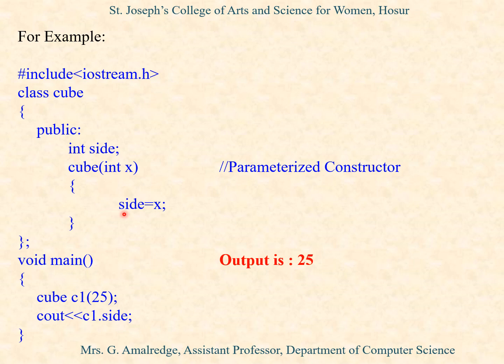Inside the constructor, we are assigning the value of x to side variable. Now in main function, we are calling the variable side with the help of the object C1. So the output is 25. The value of side is 25. That value is printed here as 25.